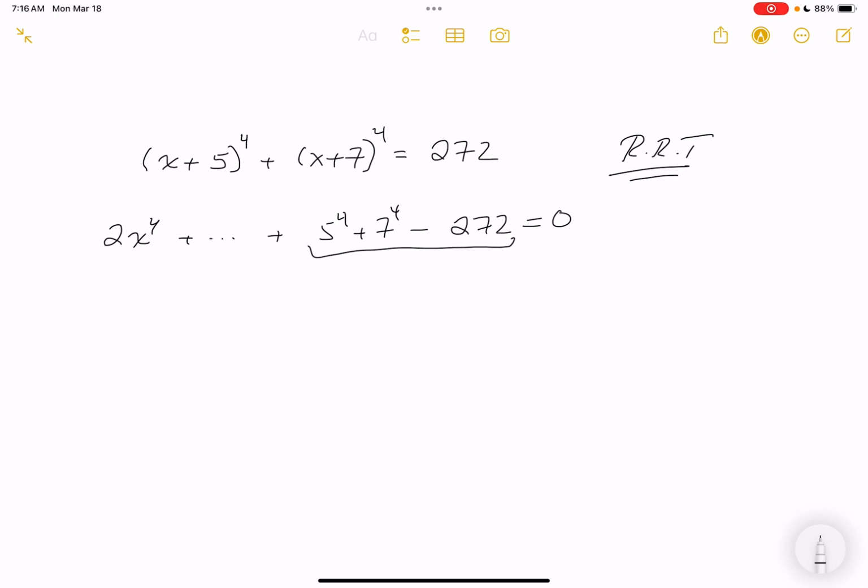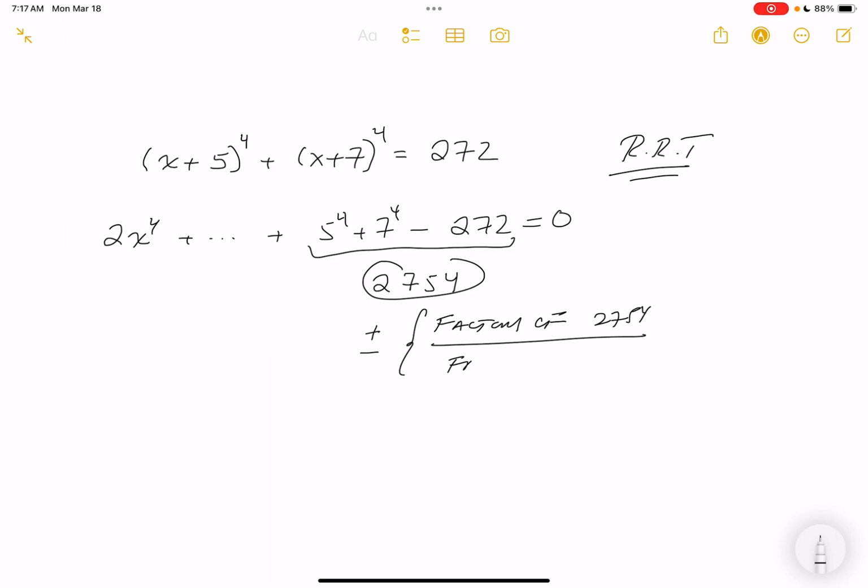And this number here, if you want to compute it, I don't think at this point I would compute it, though. I'll tell you why. It's going to be a big number. And if you do compute it, it's 2,754. And looking at it, you could certainly look at ratios right now, and the rational root theorem would be the factors of this guy over the factors of 2. And the factors of 2 are easy. But I'm just thinking it's too much.